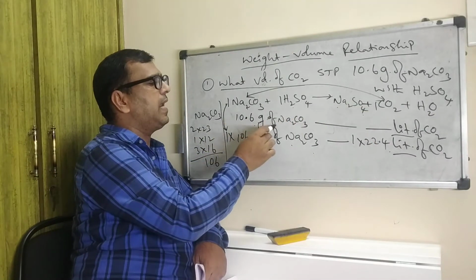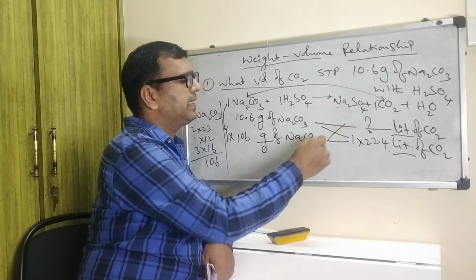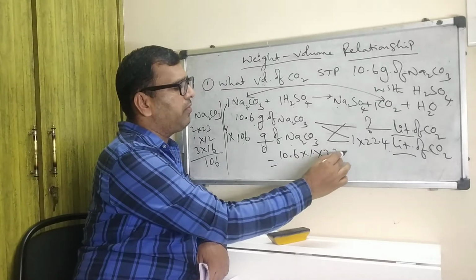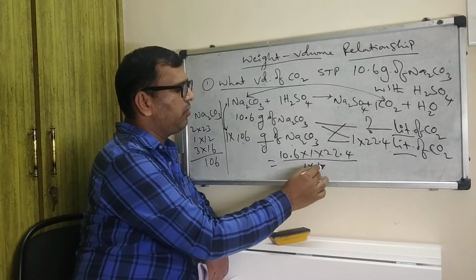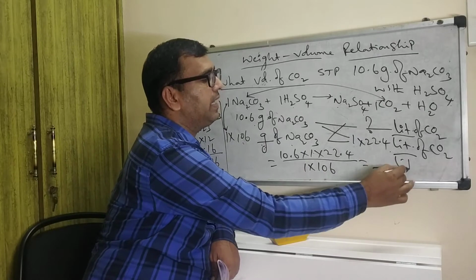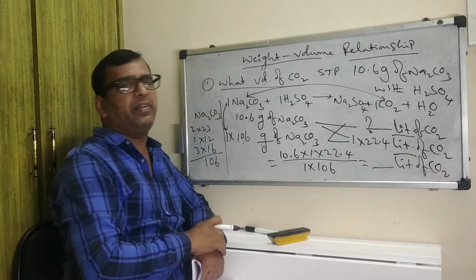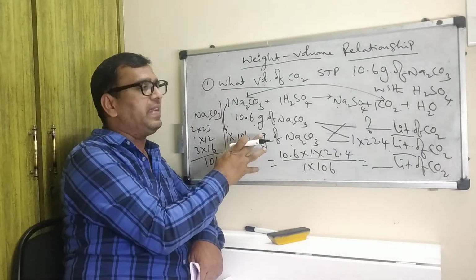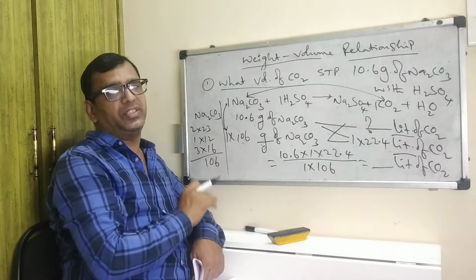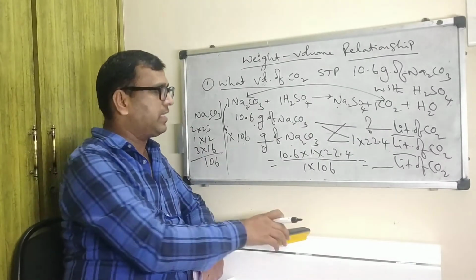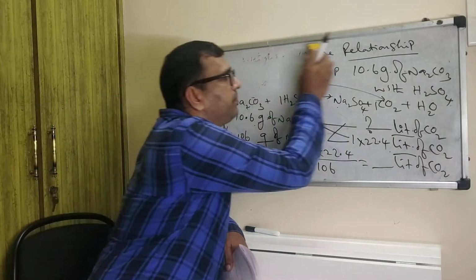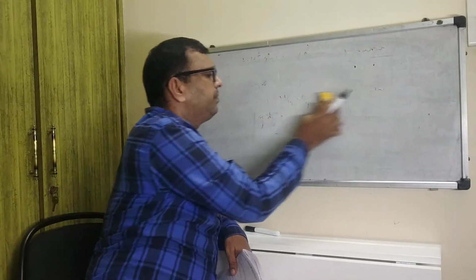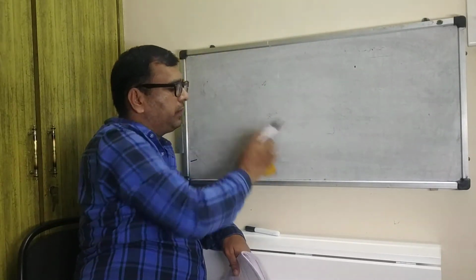So here 10.6 grams of sodium carbonate gives how much? Crisscross. Then what you will get? 10.6 into 1 into 22.4 liters divided by 1 into 106. Then finally you will get dash liters of carbon dioxide. So this is the relation between mass, that is nothing but weight, and volume. So next problem. Problems are based on like this.